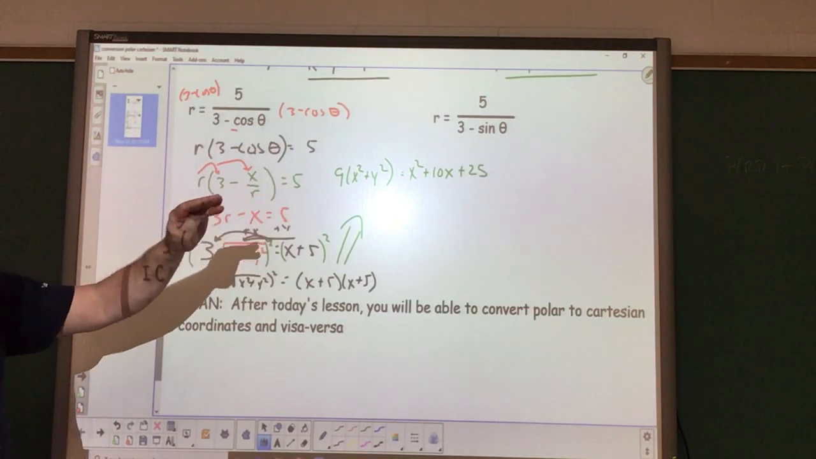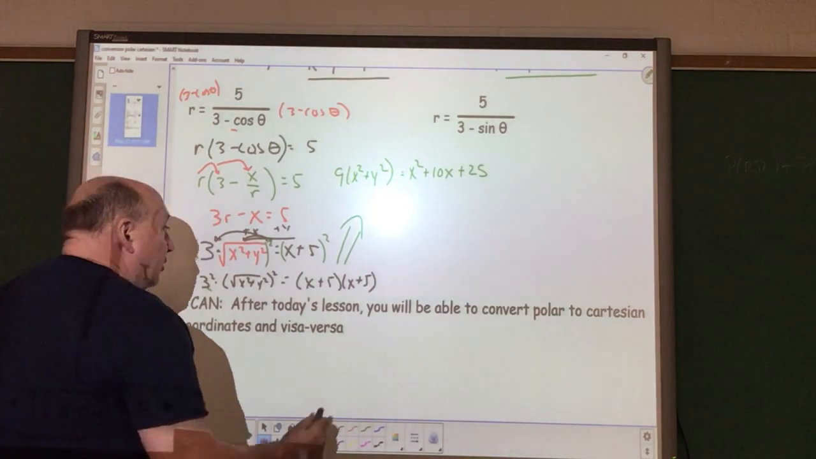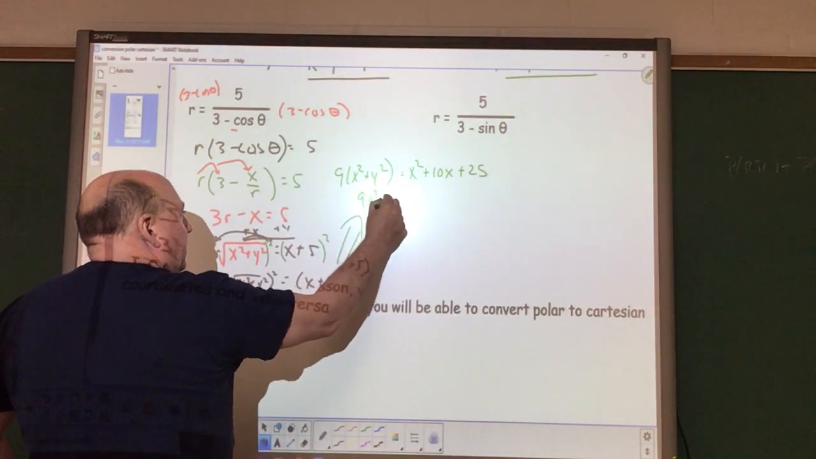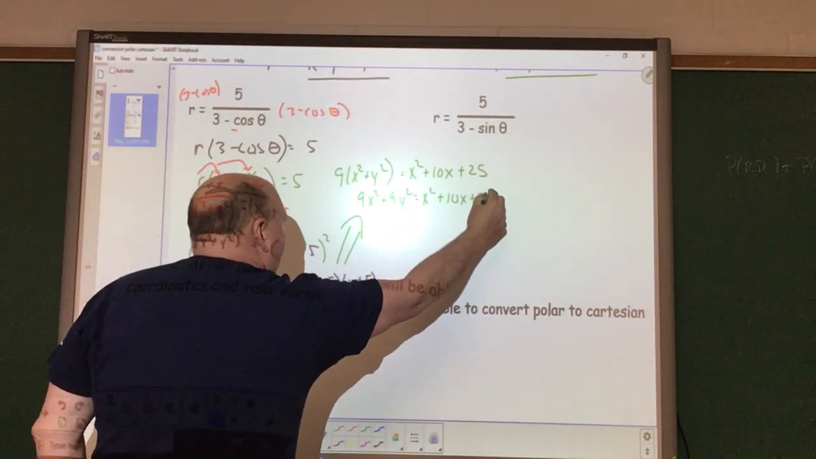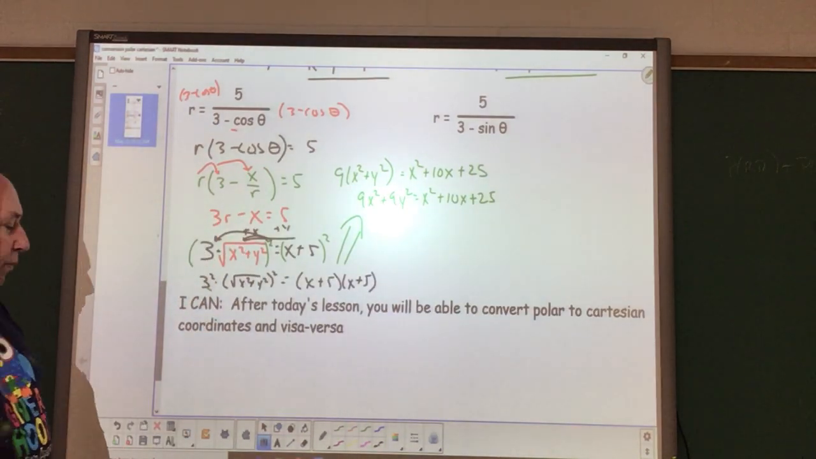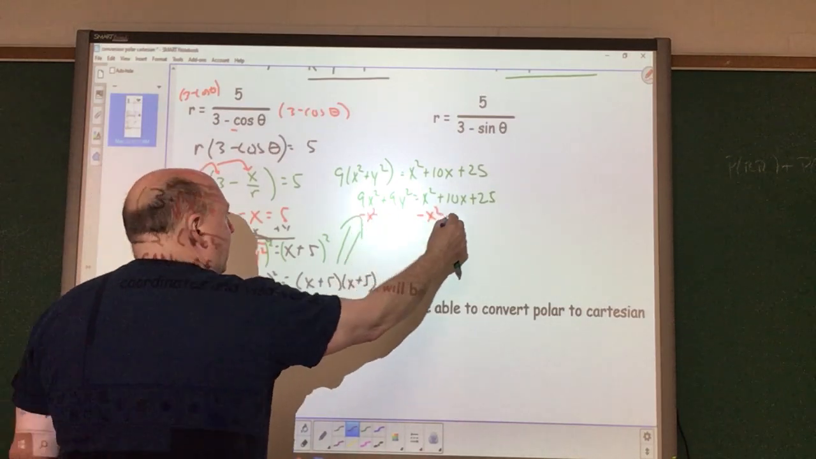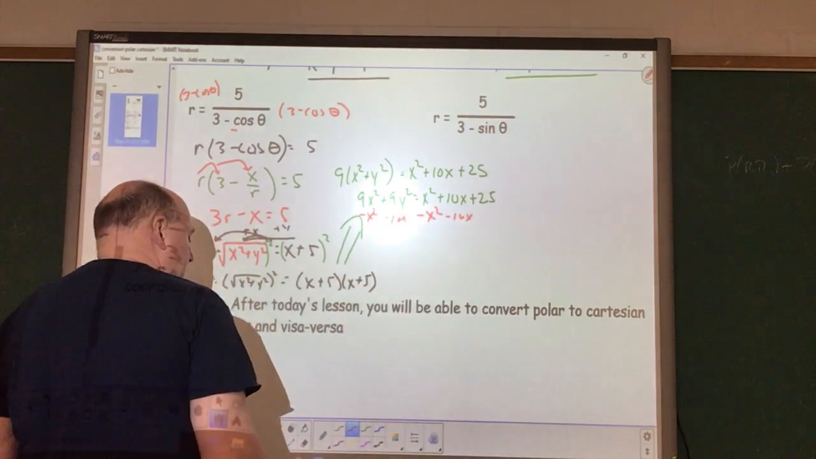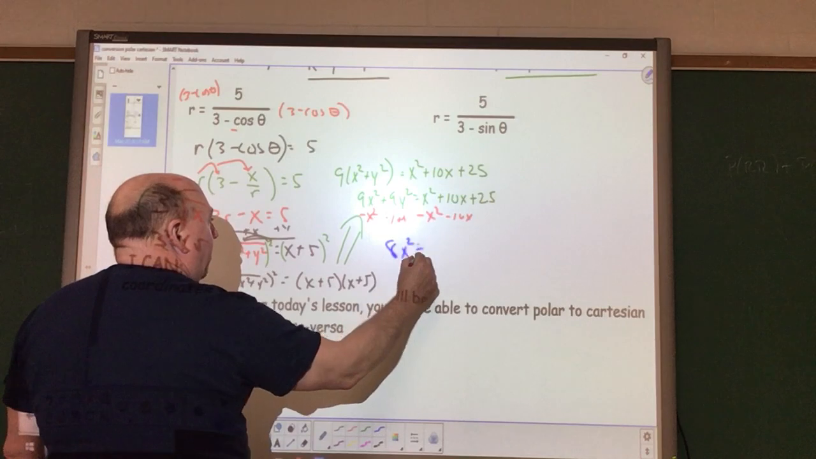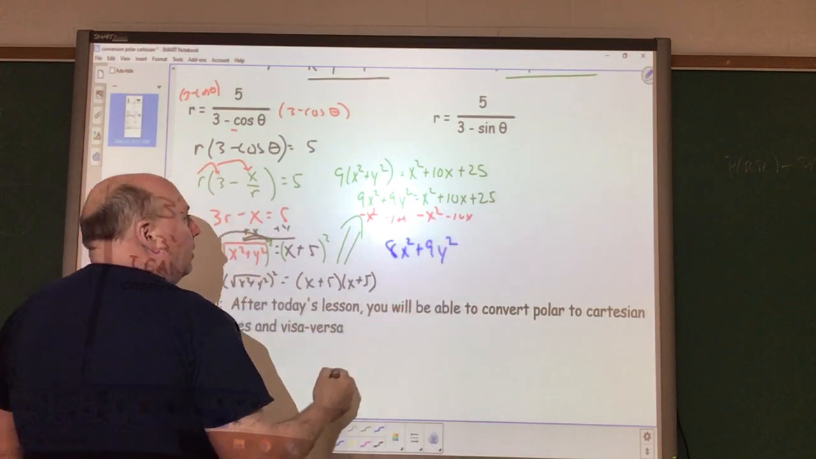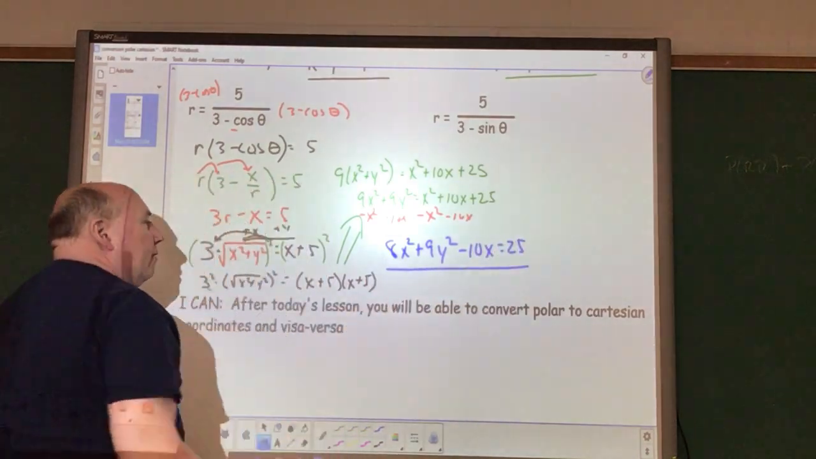So now we have to get into standard form, which means get all your variables on one side and the numbers on the other side. So we have 9x squared plus 9y squared is equal to x squared plus 10x plus 25. We can subtract off our x squared and our 10x. So what we're left with is 8x squared plus 9y squared minus 10x is equal to the value of 25.